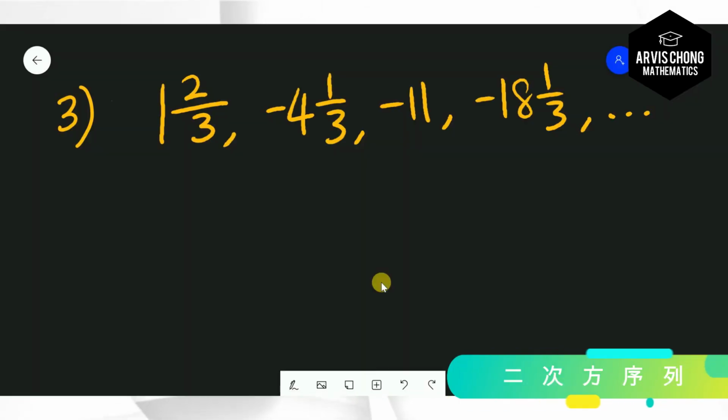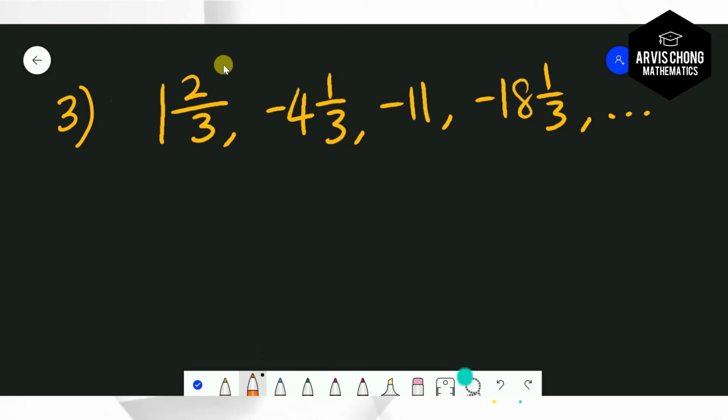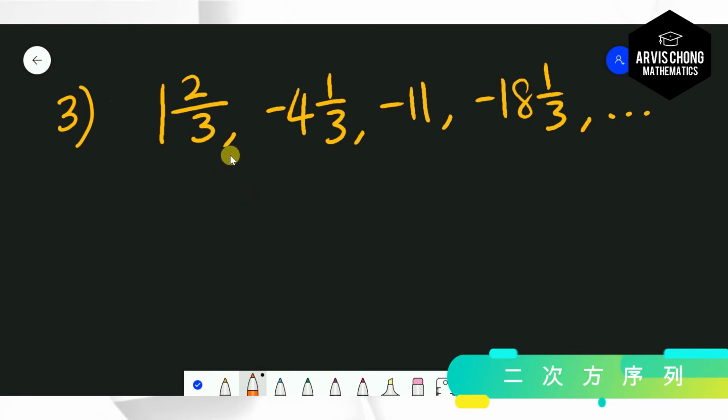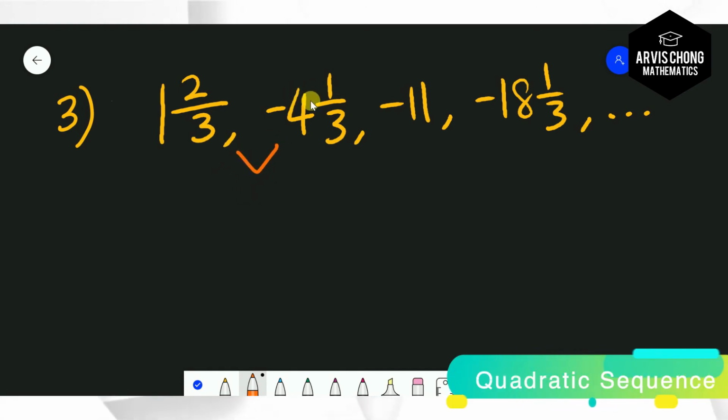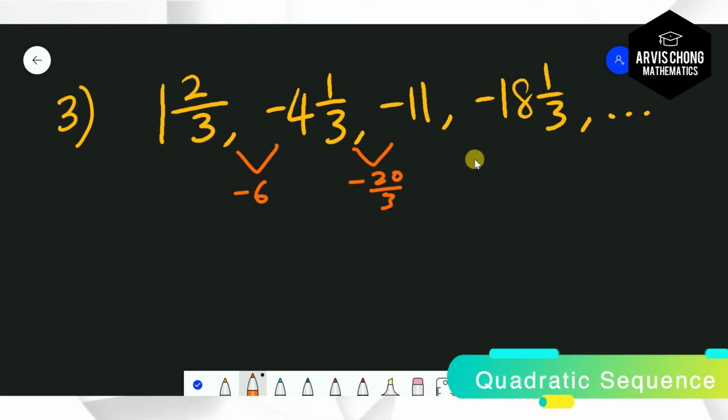Okay, what if we have fractions? Don't worry, we can use the same method to solve it. Okay, so for this case, we need to find the difference first. If you use a calculator to type the answer, you take the second term minus the first term, you will get negative 6, right? And the next one will be negative 20 over 3. Then the next one will be negative 22 over 3.